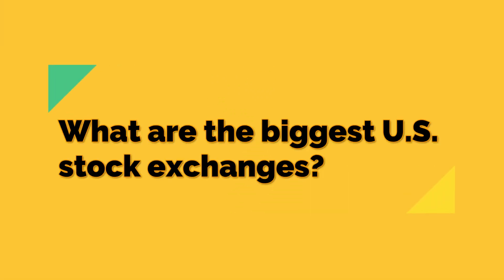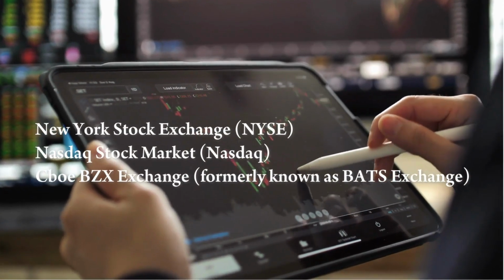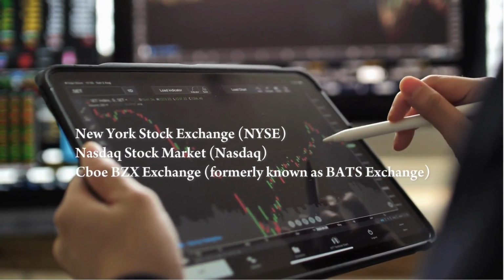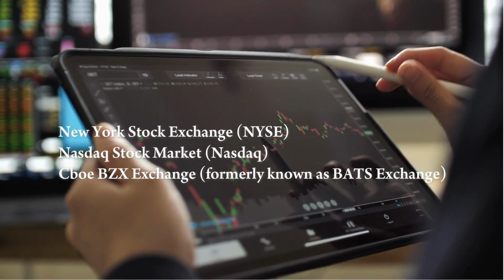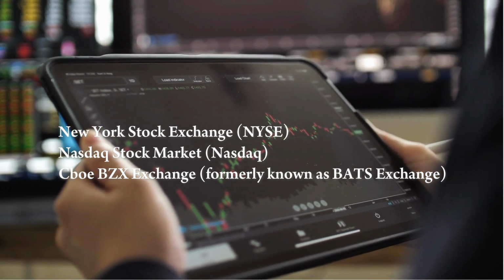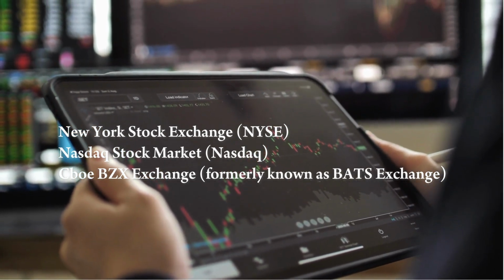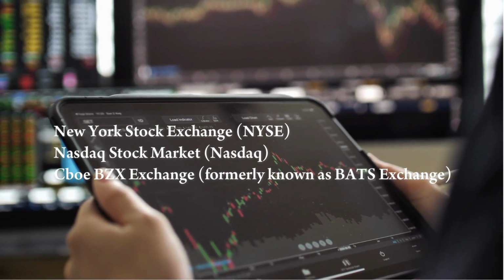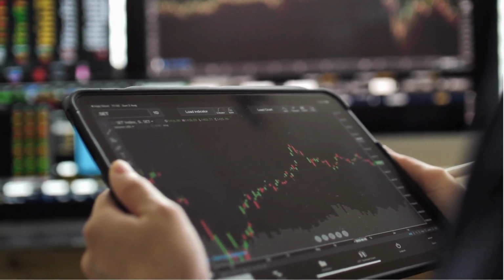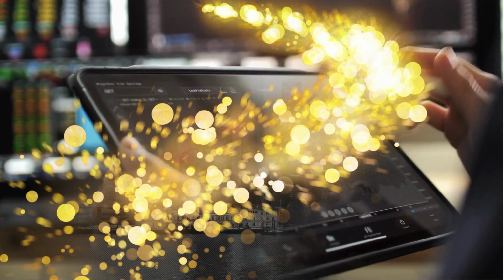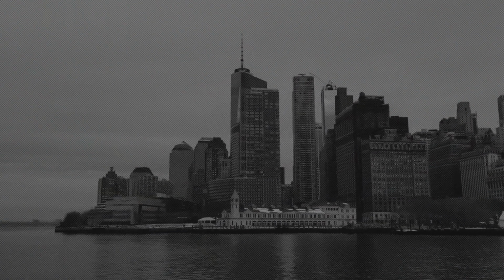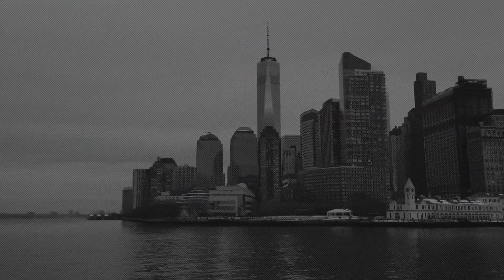What are the biggest U.S. stock exchanges? The three biggest stock exchanges in the United States by market capitalization are New York Stock Exchange, NYSE, NASDAQ Stock Market, NASDAQ, CBOE BZX Exchange, formerly known as BATS Exchange. Other notable U.S. stock exchanges include the Chicago Stock Exchange, CHX, the Miami Stock Exchange, MS4X, and the Boston Stock Exchange, BSE. However, the NYSE and NASDAQ are by far the largest in terms of the number of listed companies and daily trading volume.